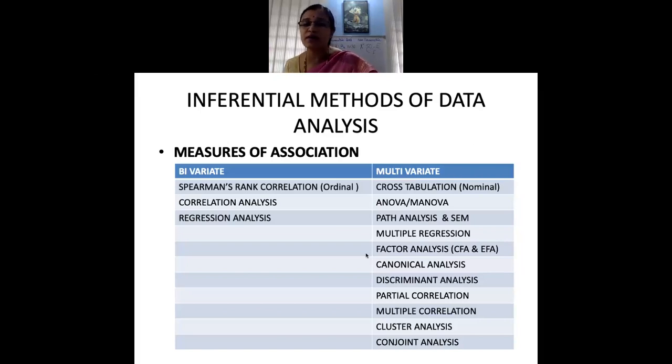Let us say, for example, we want to find out whether there is any relationship between the experience of the employee and the salary paid to the employee, or the income level of the employee. What I want to show is that as the experience increases, the income level is also increasing. So I want to find that out, and for that I will have to use regression analysis.